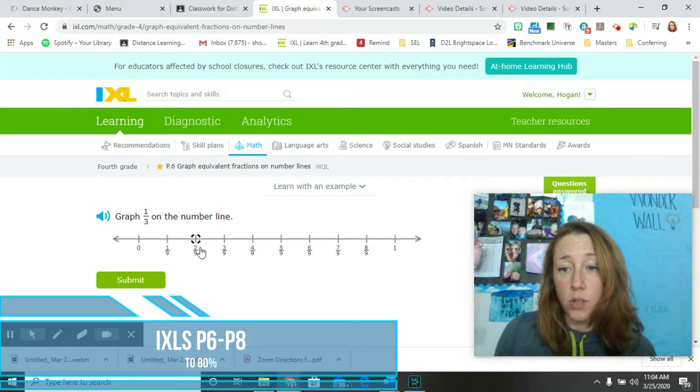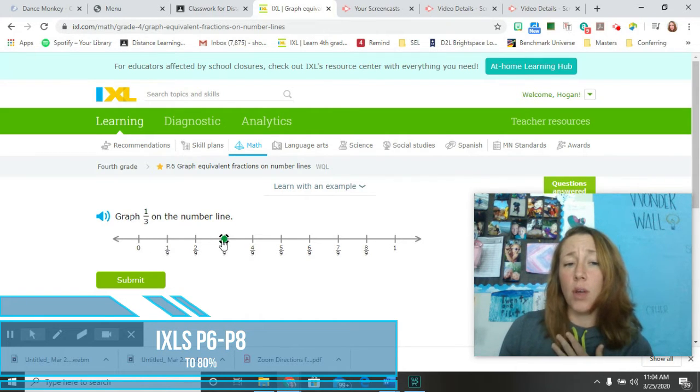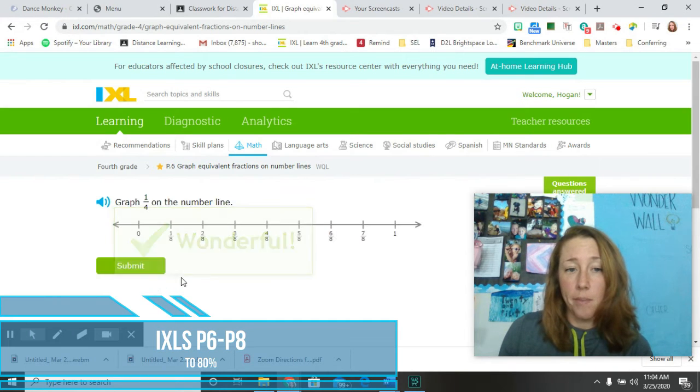So 1 times 3 is 3. So my number on the number line should be 3 ninths. And I can think about this like, okay, 1/3 is 3 ninths. So I have 1 hop, 2 hops, 3 hops. They're divided into thirds. That makes sense. I'm going to submit that.